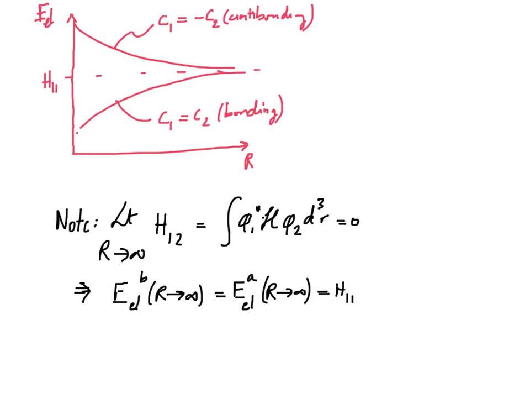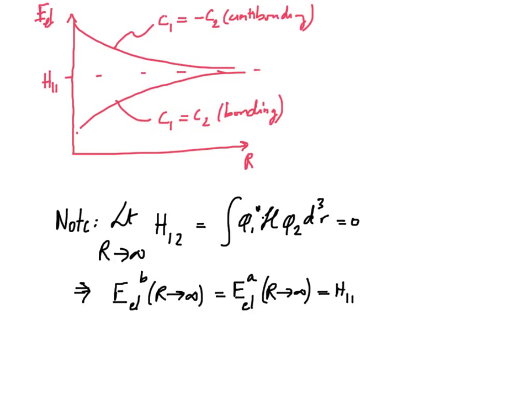So here is what happens. If you look at this plot over here, what's plotted is the E_EL, the electronic part of the total energy, as a function of the bond distance R, the distance between the two protons. It turns out that when C1 equals C2, we have the bonding situation.